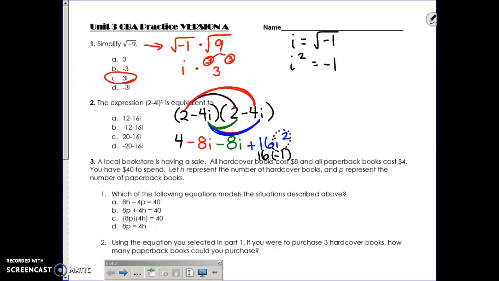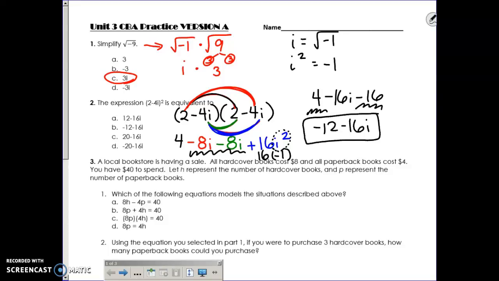So let's simplify this a little bit. I've got 4. If I put my like terms in the middle together, I get -16i. And at the end, we just said 16i squared is really -16. That simplifies it quite a bit. And then we have one last thing to do. Put our numbers that we've now gotten back together. So that's -12 minus 16i. There's your final answer.